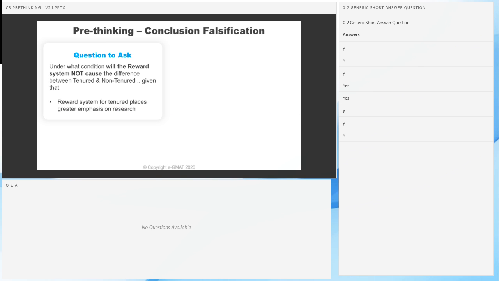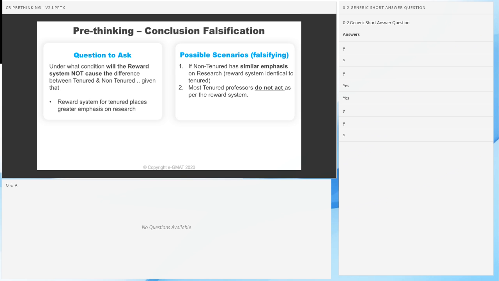Okay, so we have the falsification question, we have the argument. Under what circumstances would the reward system not cause a difference? There are two possible scenarios. What if lecturers have an identical reward system? And what if most tenured faculty do not act as per the reward systems? In both these scenarios, my conclusion will break down. Can you guys see that? In both these scenarios, I cannot blame the reward system. Remember, I'm not disputing the difference in performance. All I'm saying is, is the reward system truly responsible for it?